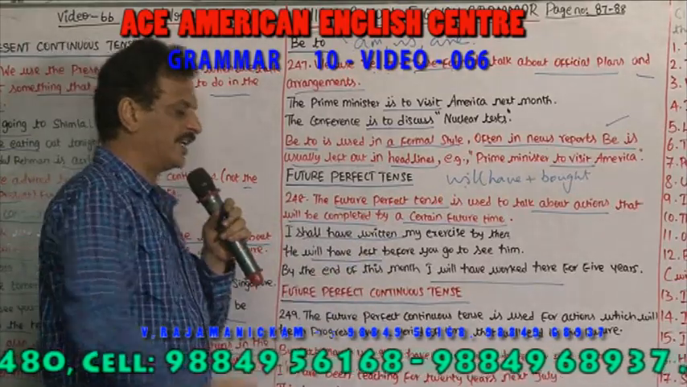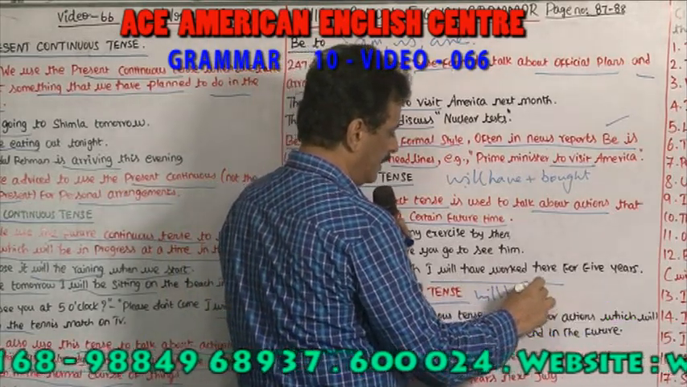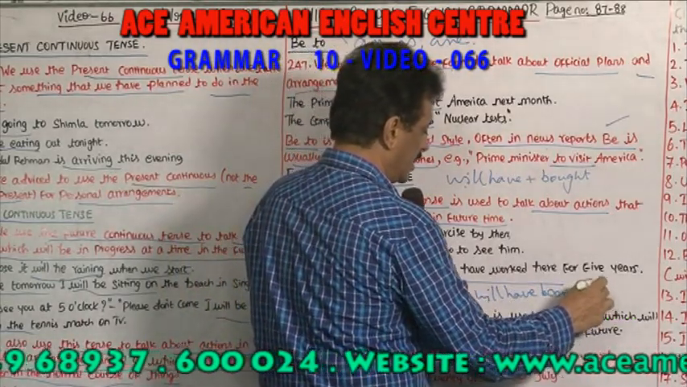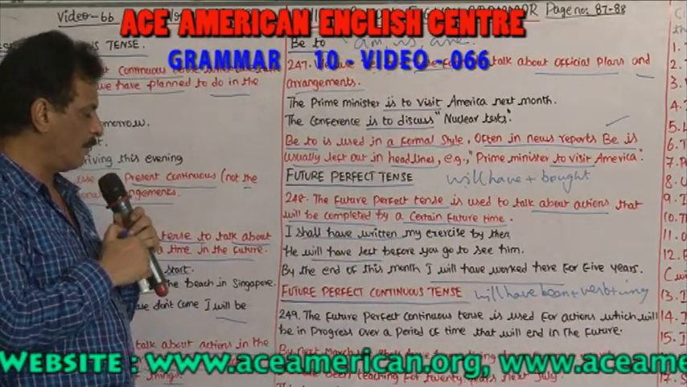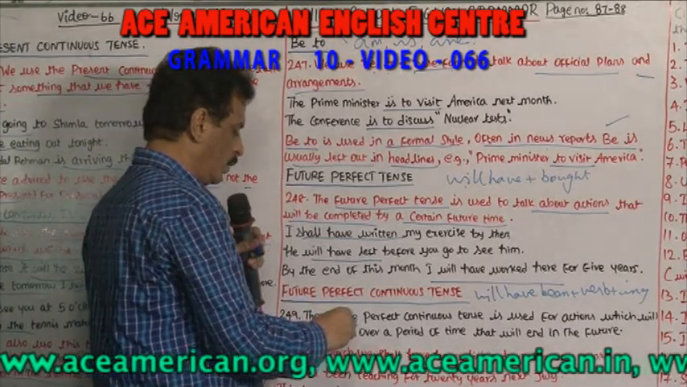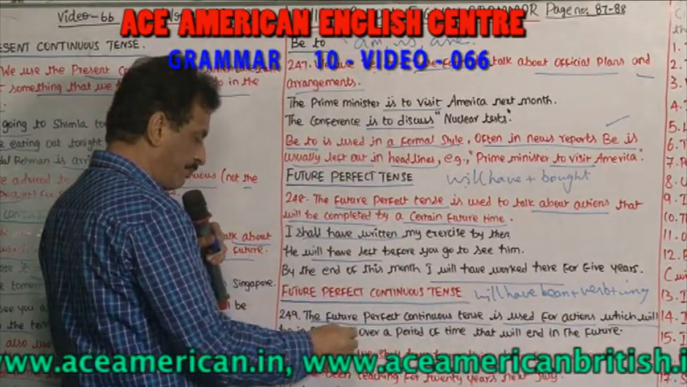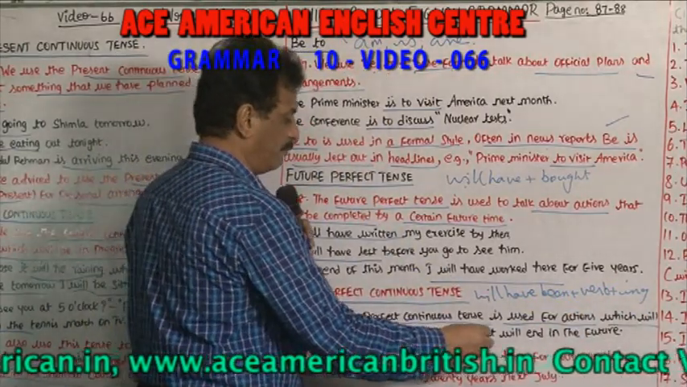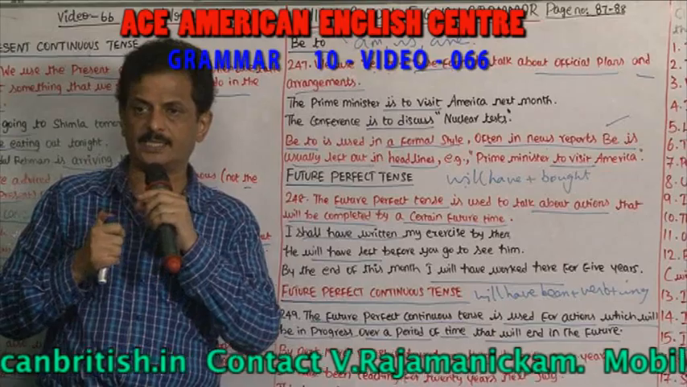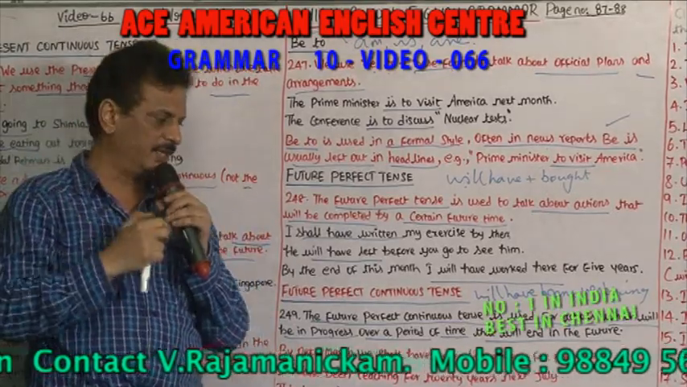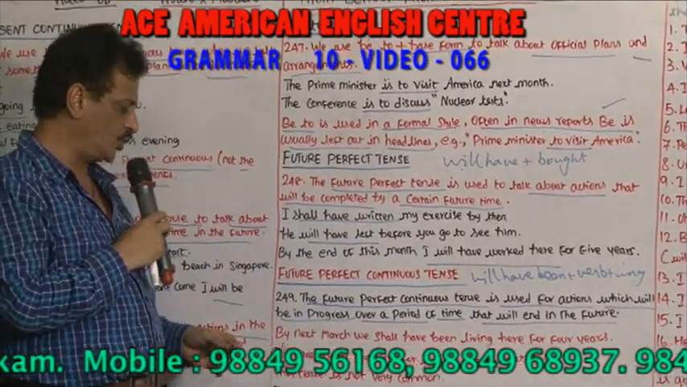So the future perfect continuous, what is the future perfect continuous? Will have been plus the present tense verb plus ing. Will have been working, will have been studying, will have been going. So the future perfect continuous tense, where is it used? It is used for actions which will be in progress over a period of time that will end in the future. So the future perfect continuous tense is used to state some action which will be progressing in the future, and there will be a time where it will end in the future.